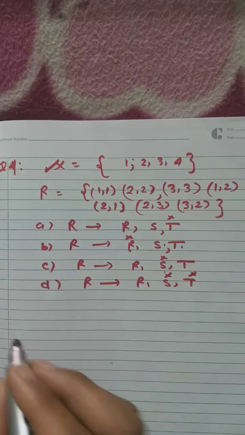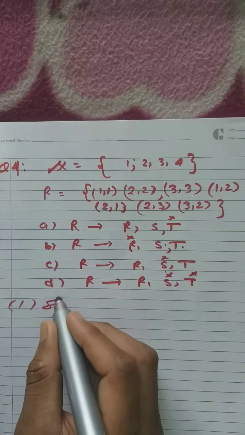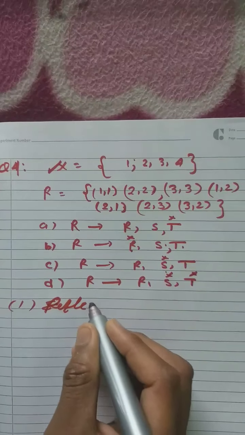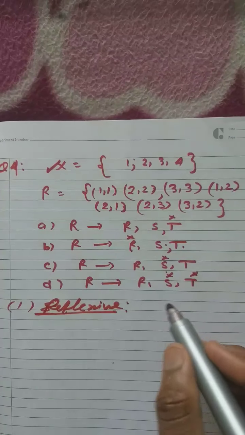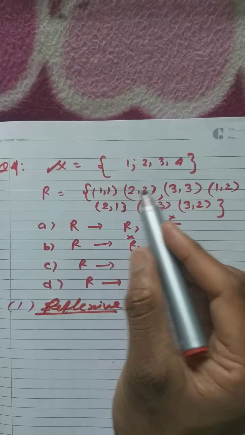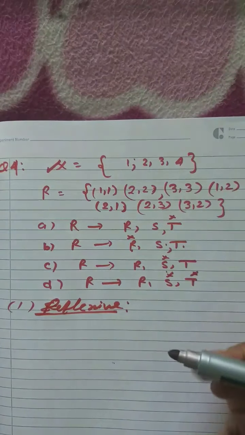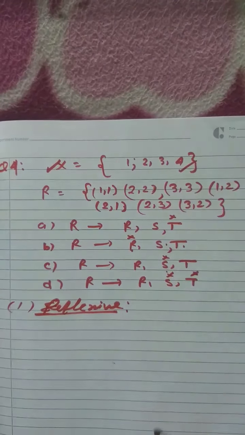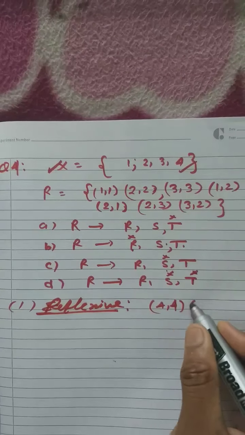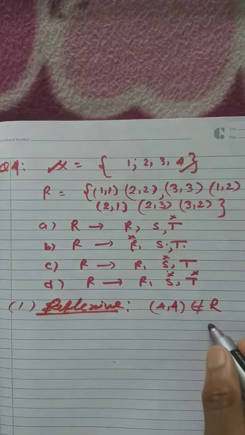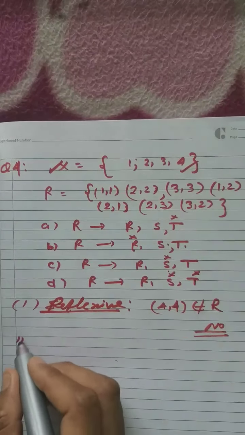Okay, let us try to understand this one by one. Reflexive: since (1,1) belongs to R, (2,2) belongs to R, (3,3) belongs to R, but (4,4) does not belong to R, as one more element 4 is available here. Since (4,4) does not belong to R, this is not reflexive. Now come to the symmetry.